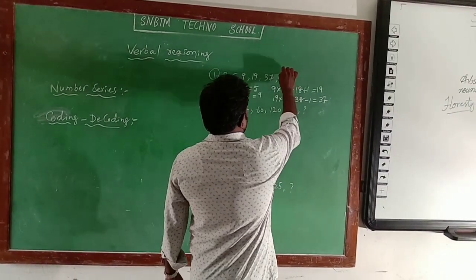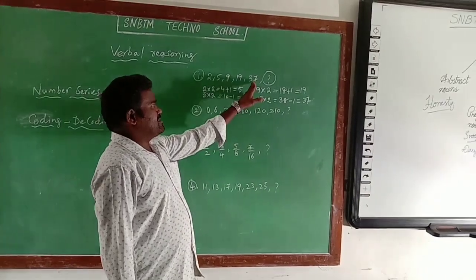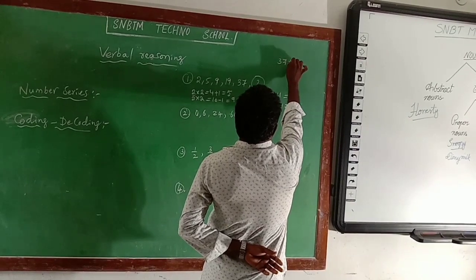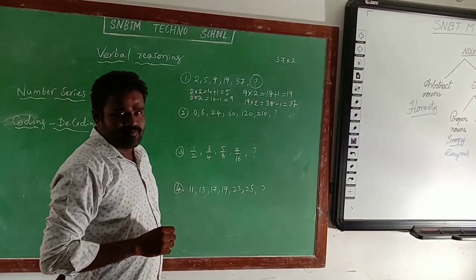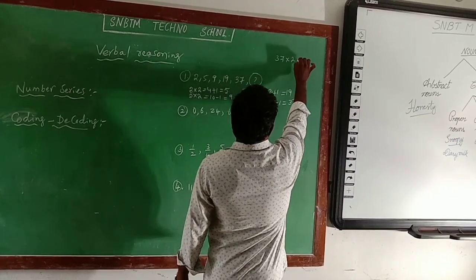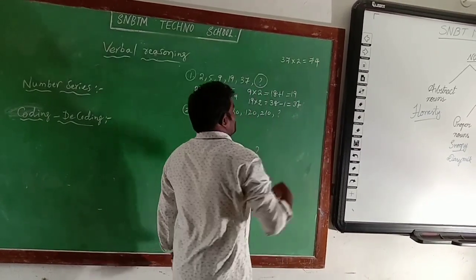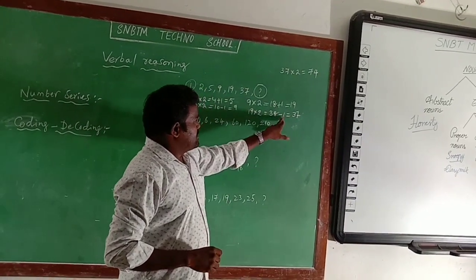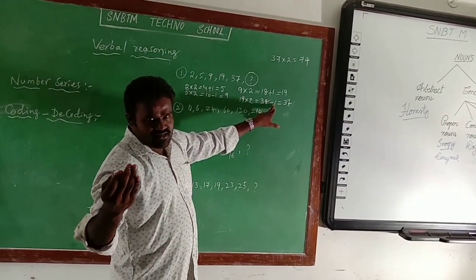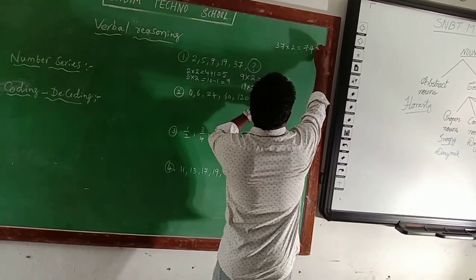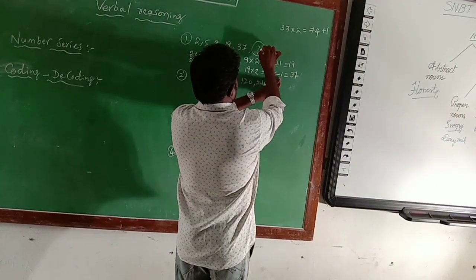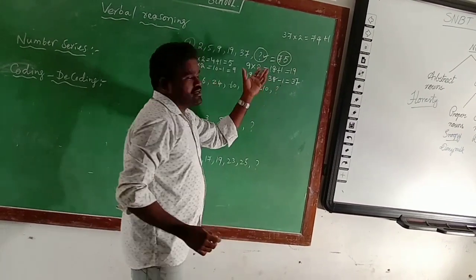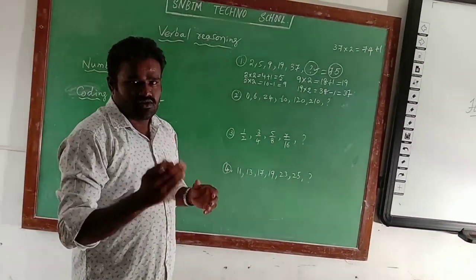So what is the next number? What is your answer? Clearly the last number is 37. Double the 37, 37 twos are clearly 74. Here the previous operation was minus 1, so the next one is plus 1. So the answer is 74 plus 1, which is 75. Like this we have to find the solution.